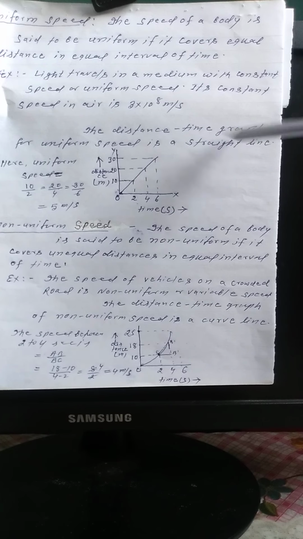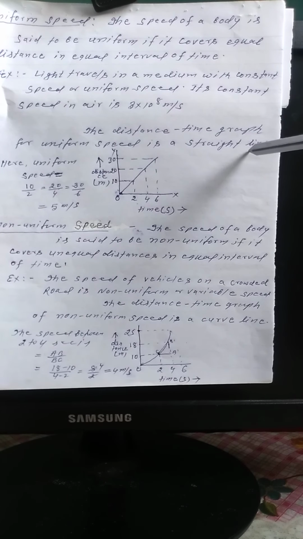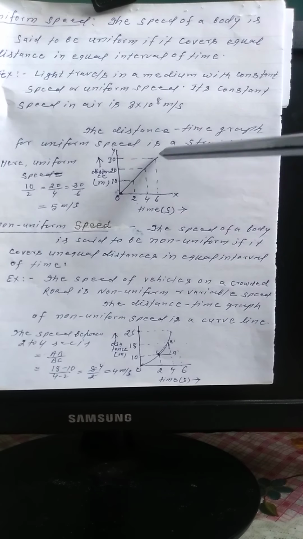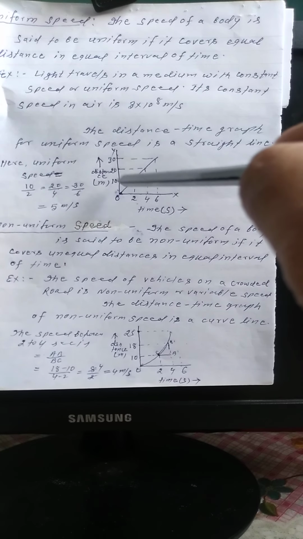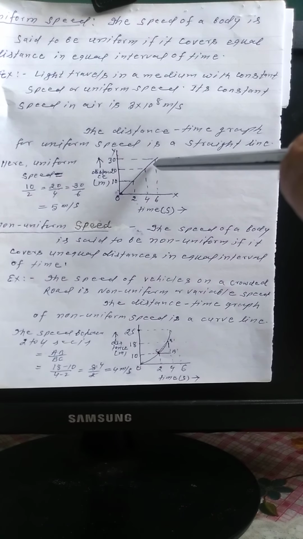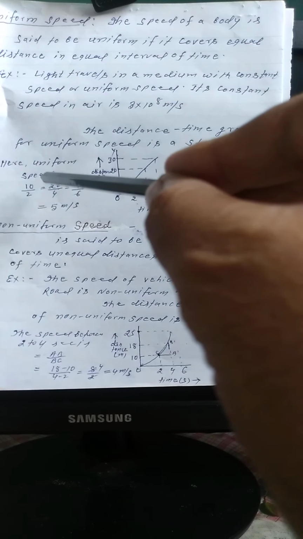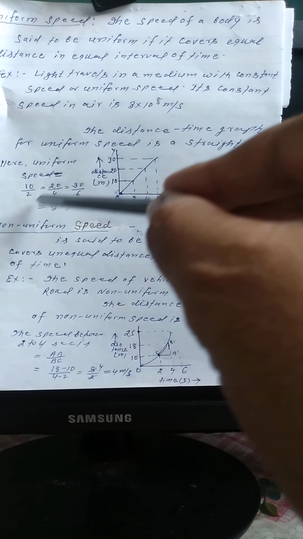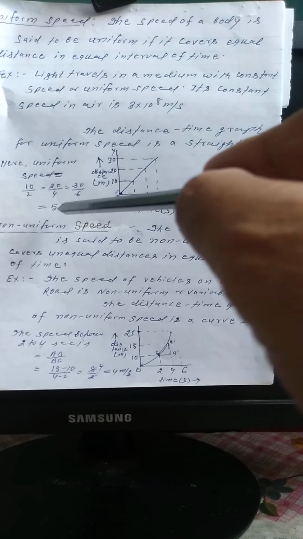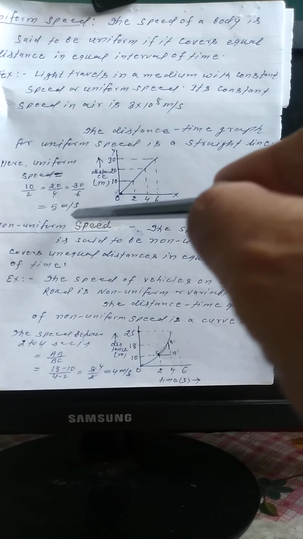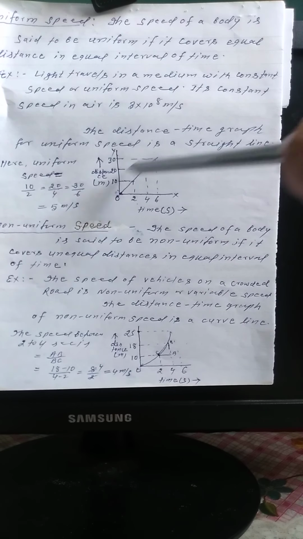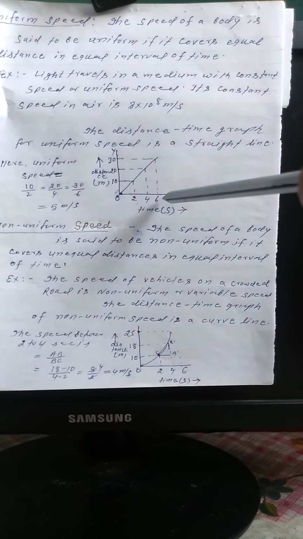The distance time graph for uniform speed is a straight line. This is a straight line, and this is a distance time graph for uniform speed, and the slope of the distance time graph gives the speed of the body. Here speed is equal to 10 by 2, 20 by 4, 30 by 6, which is equal to 5 meters per second. So 5 meters per second is the uniform speed of the body, and for uniform speed the body covers equal distance in equal intervals of time.